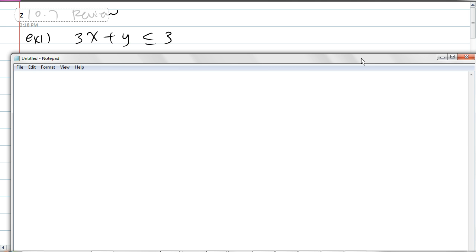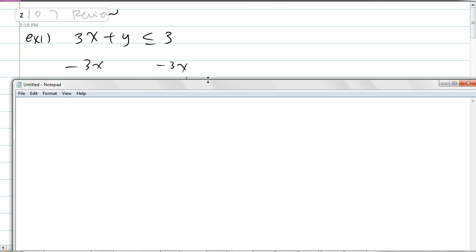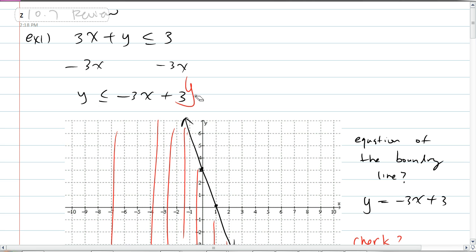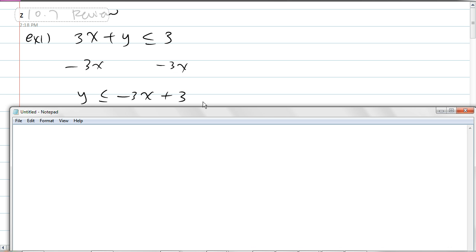Just subtract 3x from both sides. And of course, you get y less than or equal to negative 3x plus 3. Now from here, do we know how to graph this inequality?